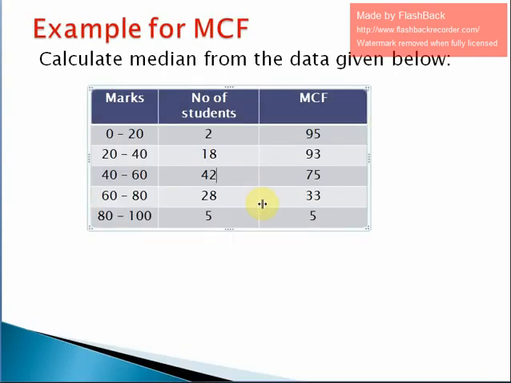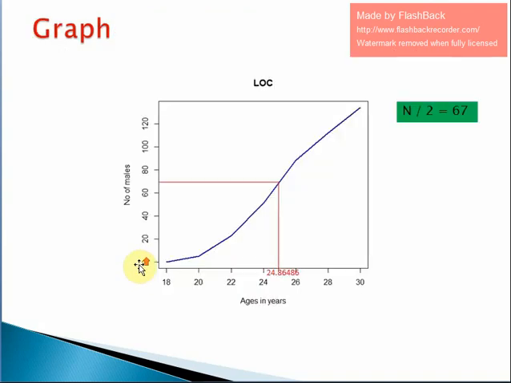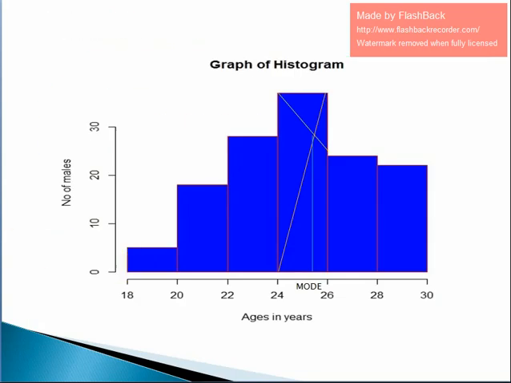In more than cumulative frequencies, we are adding the frequencies from bottom to top. See in this case, the last class frequency is 5. So this 5 is taken as it is in the first class. The value 5 is added to 28, so the addition is 33. 33 plus 42, the addition is 75. 75 plus 18, the addition is 93. In this way, we are adding from bottom to top. This way of addition is called more than cumulative frequencies.